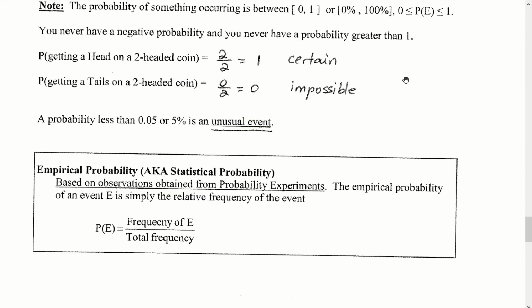So to look at these two extreme values, for example, if you asked what is the probability of getting a head on a two-headed coin, so if you have a trick coin and both of the sides were heads, then that's 2 heads out of 2 sides, which would be a probability of 1, which would absolutely be certain to occur. However, the probability of getting a tail on that two-headed coin, well, if there's 2 heads, that means that there's no tails, so that'd be 0 out of 2, which would mean that would be an impossible event.